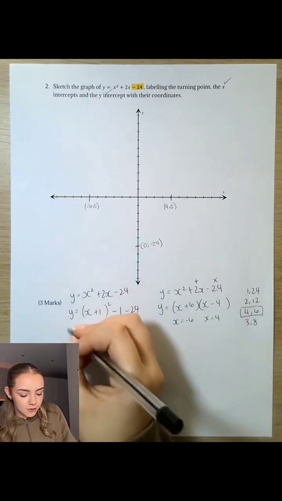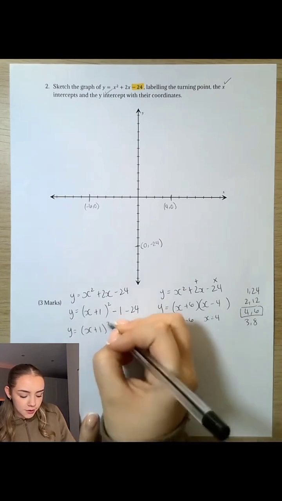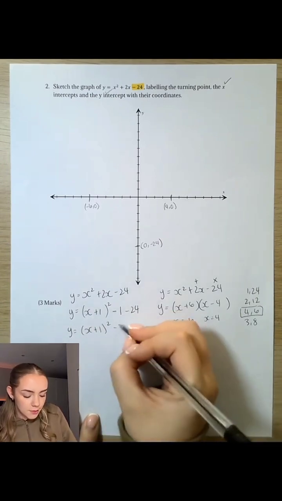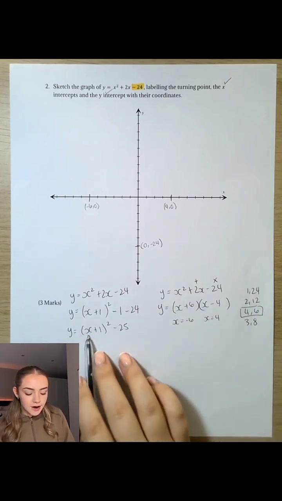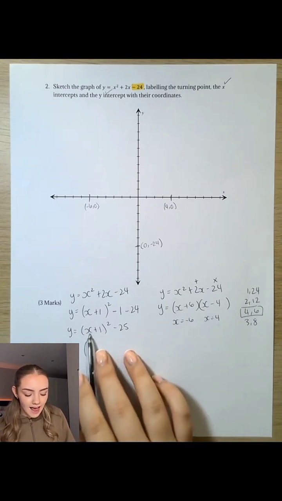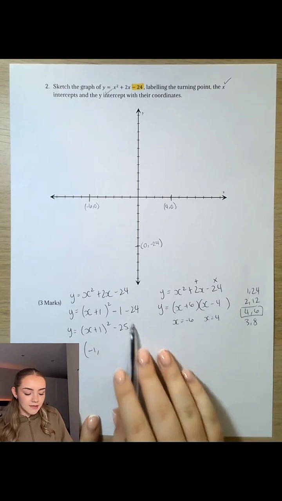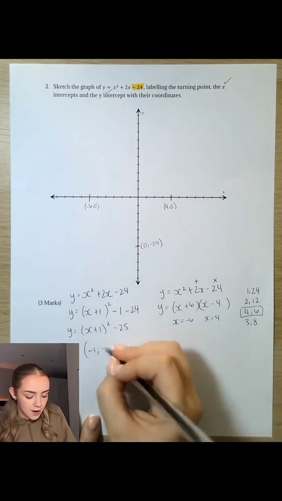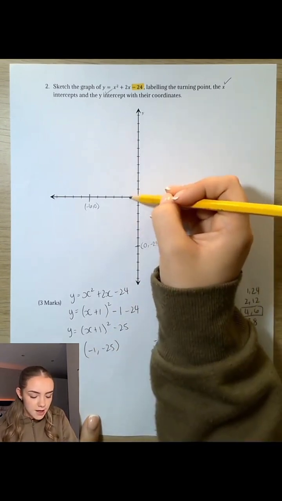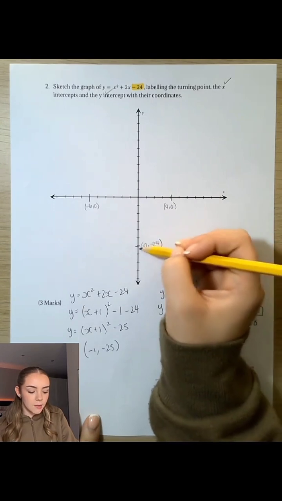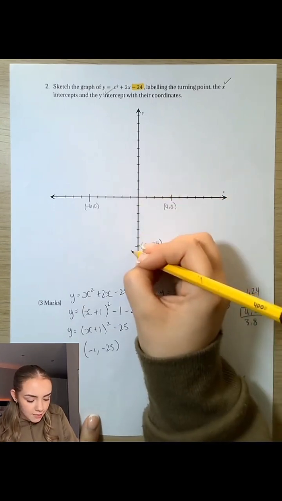Which, if we neaten this up now, so we've got y equals x plus 1 squared, minus 1 take 24 will be minus 25, which means our turning point will be, if we look in this bracket, to make our bracket equal to 0, x must be minus 1. And this value here is our y coordinate, that's minus 25. So our turning point will be minus 1, so we'll go minus 1 here. Minus 25, which will be a little bit lower than our point where minus 24 was. So let's say that's about here.